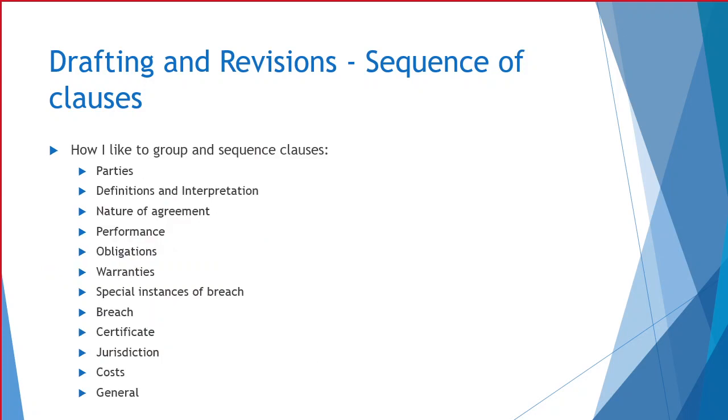So this is how I like to structure clauses, with parties, definitions and interpretation, nature of the agreement. Yes, in my agreements I literally say what is happening in this agreement. Again, this is trying to find a balance between form and substance, excuse me. Then I always have my performance agreement clauses, and then my obligation agreements. Now, there's a difference between the two.